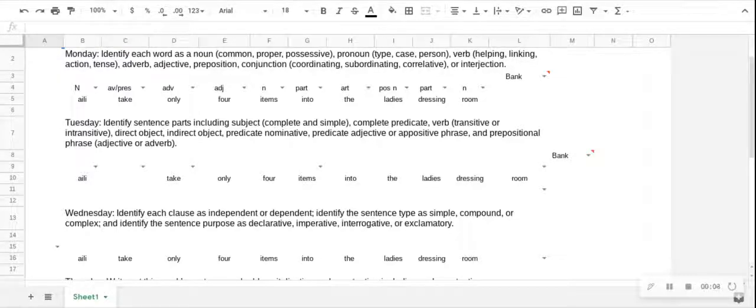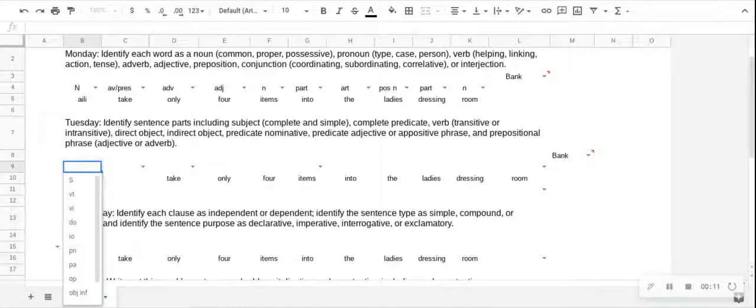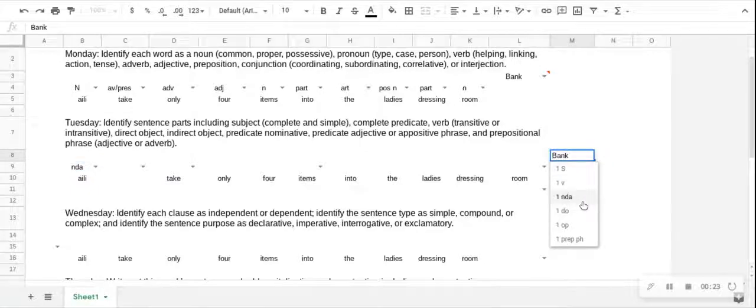All right, looking at DGP Tuesday, first thing that we need to find is the simple subject. Now, I will tell you that Ali is not the simple subject. I told you on Monday that Ali is who we're addressing directly. So that's our noun of direct address. If you look within our word bank, there's one noun of direct address, the individual that we're addressing directly, Ali, okay? But that is not the subject, okay?